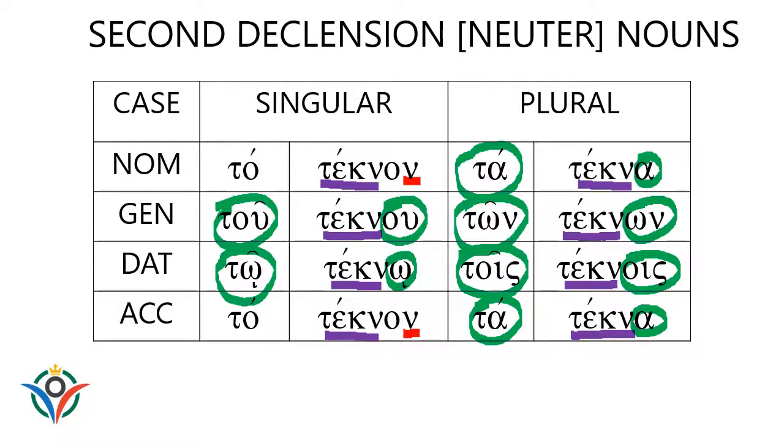Once again, I just want to implore you and encourage you to learn the articles. The articles always agree with the noun that it's modifying in gender, number, and case. So if you've learned the articles, most of the work is done, and that will really assist you with declining the nouns.